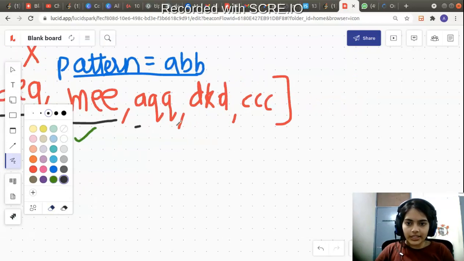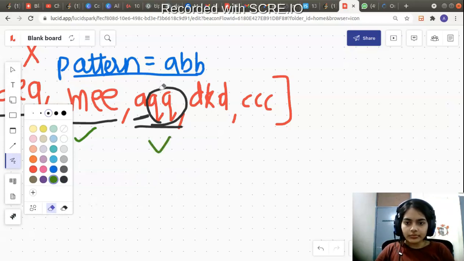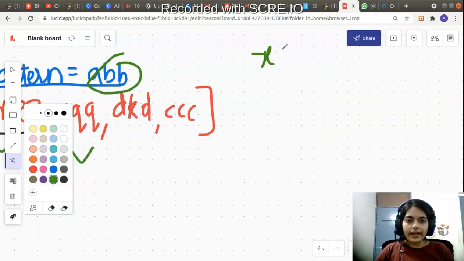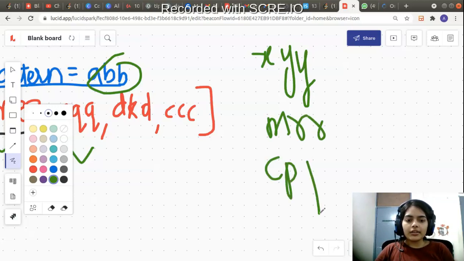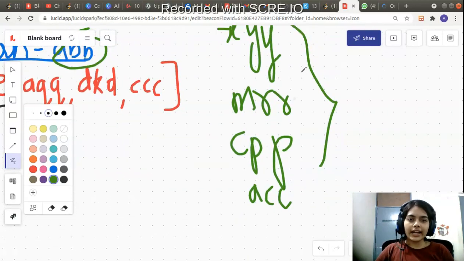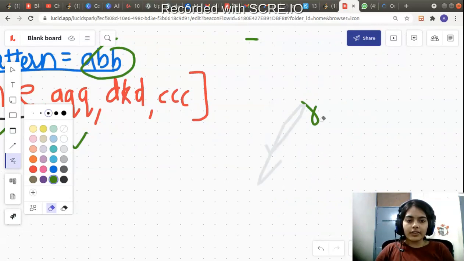Let's go forward to the next. AQQ. Again, this is also satisfying. You can observe that Q's are grouped together and Q is different from A. So it is satisfying both the conditions, right? So this is also satisfying. So you can observe that our pattern is ABB. That means all the words like XYY or MRR or CPP or anything like ACC, all these types of words will satisfy the pattern. Okay, so this is our pattern that is given in the example.